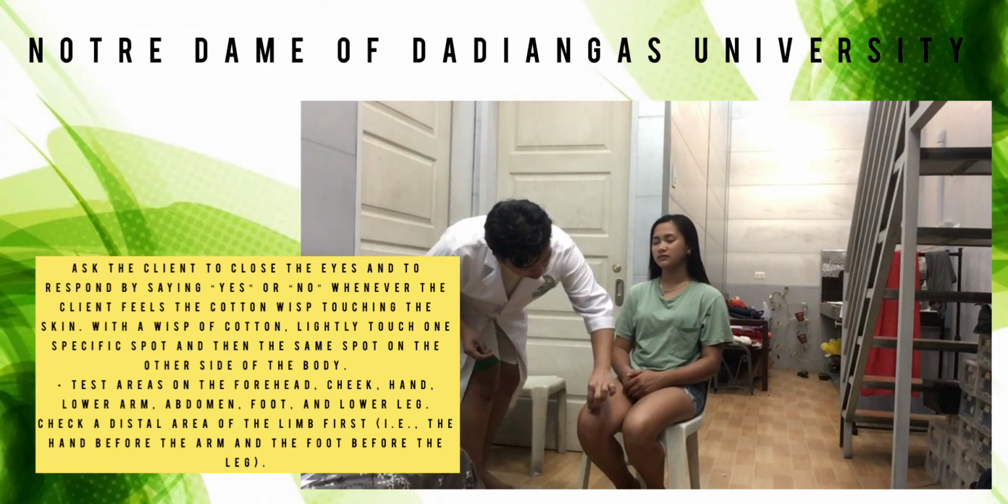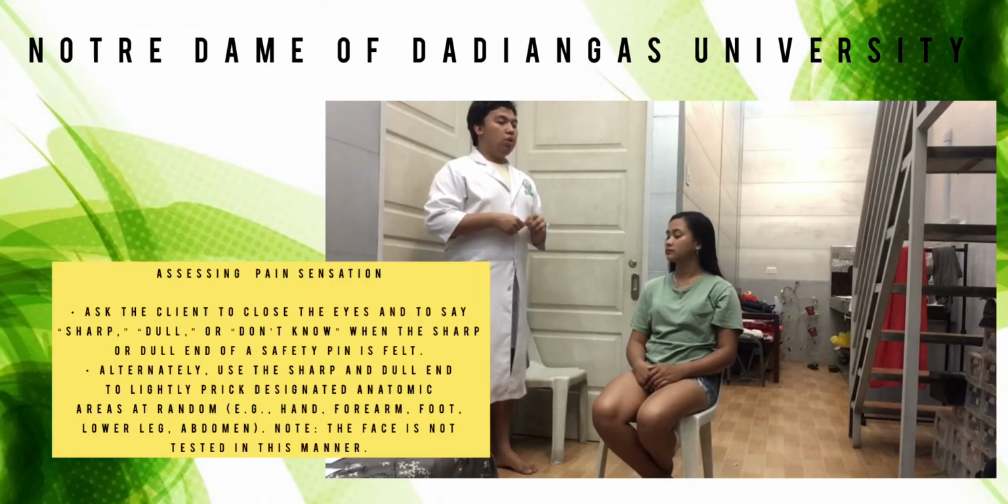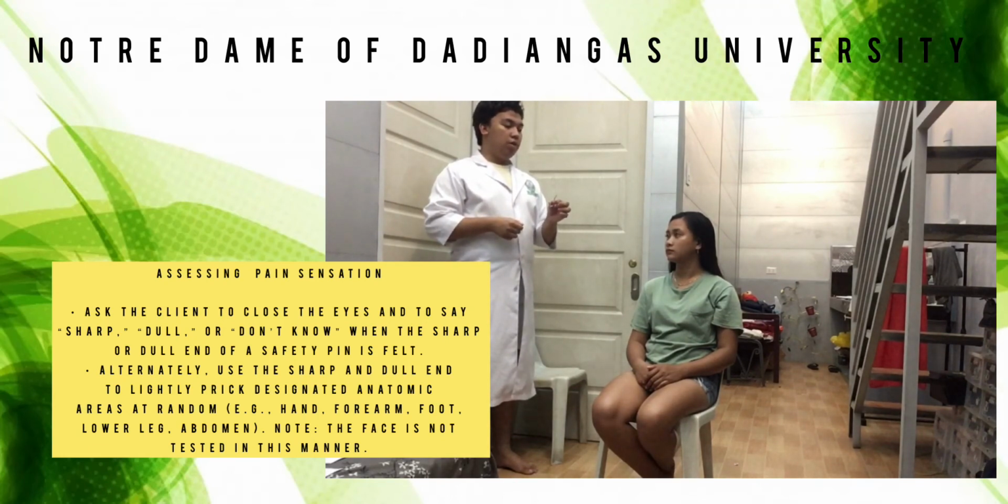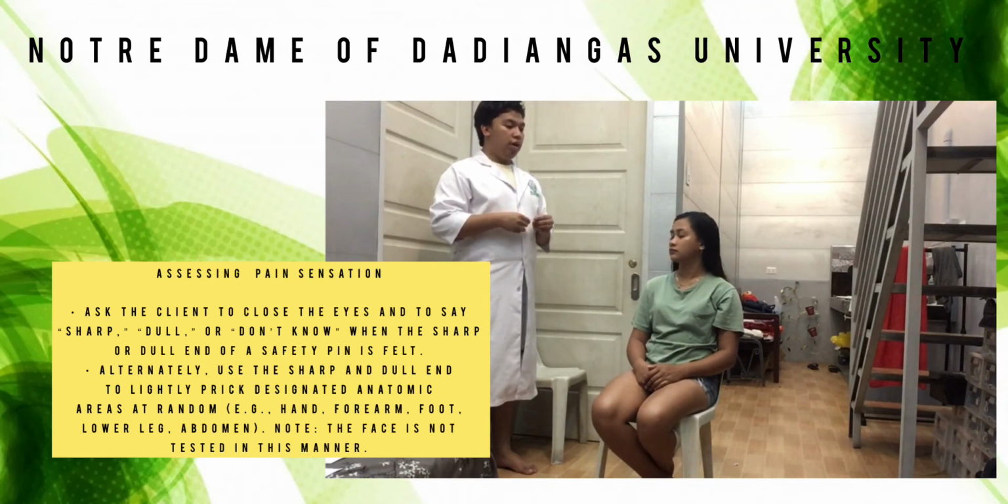For today, ma'am, I'm going to assess your pain sensation. Ask the client to close the eyes and say sharp or dull when the sharp or dull end of a safety pin is felt. Alternately, use the sharp and dull end to lightly prick designated anatomic areas at random. So if you feel the pain, ma'am, just say sharp, and if you don't feel pain, just say dull. So close your eyes, ma'am.